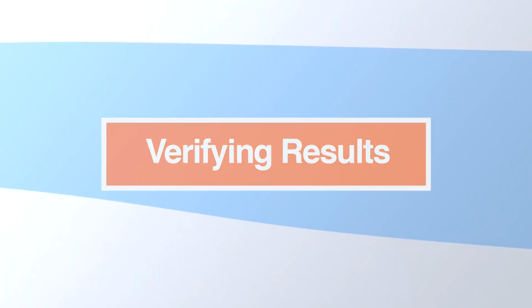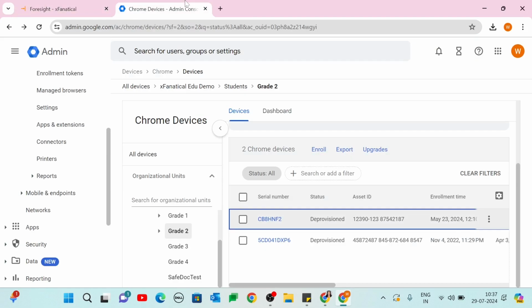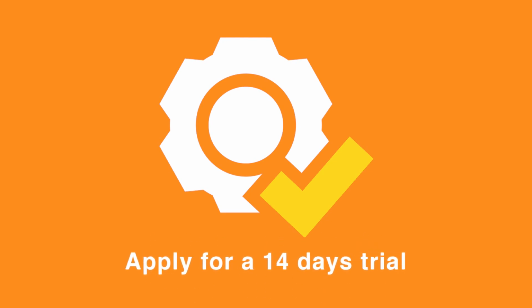Verifying results. Now, you will see a notification in the top right corner indicating the rule has run successfully. Click on View Log. Finally, you can observe the status of all devices has been changed to deprovisioned. It's simple and easy. If you have yet to install Foresight, apply for a 14 days trial.